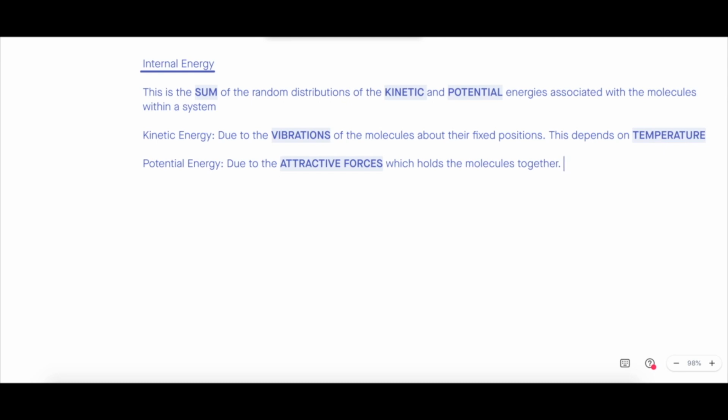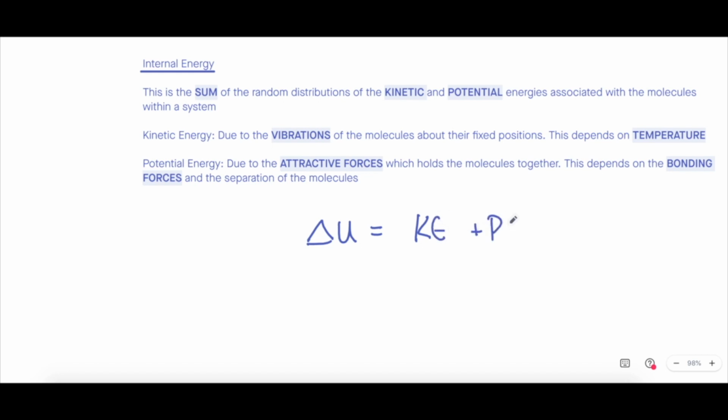So for potential energy, this is due to the attractive forces which hold the molecules together. So if anything was to change with the attractive forces between the molecules, then the potential energy will change. So this could be something like changing state. So this depends on the bonding forces and the separation of the molecules. So to put more simply, you can say that the internal energy of a system is the sum of the kinetic energies and the potential energies.